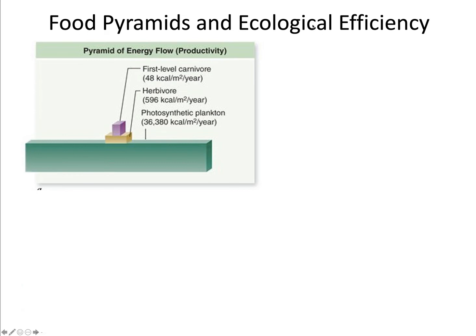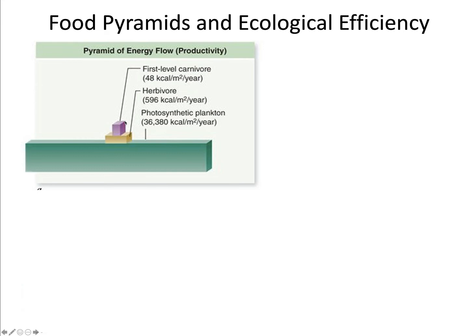It's better to call it ecological inefficiency because so much energy and matter is lost from one trophic level to the next. So for example, if you look at this marine system here, you've got the primary producers at the bottom, which are photosynthetic, what's called plankton. So these are sort of marine plants. And then you've got herbivores in that system, and then you've got first level carnivores in the system.